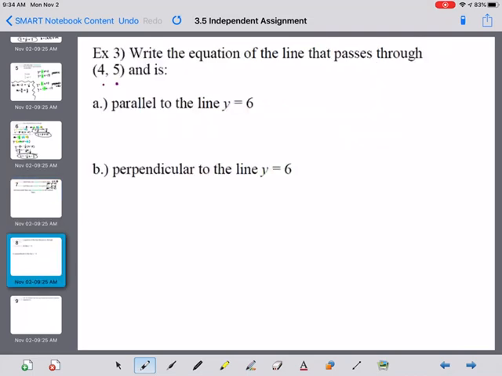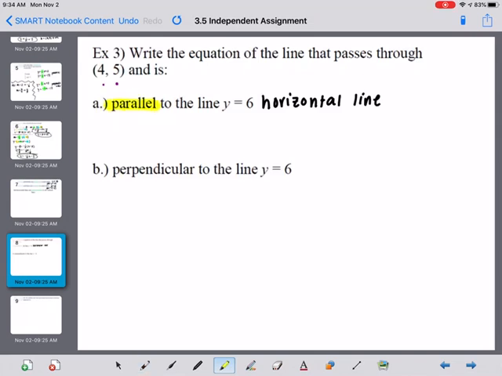So write the equation of the line that passes through (4, 5) and is parallel to the line y equals 6, and perpendicular to the line y equals 6. Okay, so let's just talk about this first. Here we have a horizontal line, and I know it's horizontal because it says y equals 6. So I know that my parallel line also needs to be horizontal.